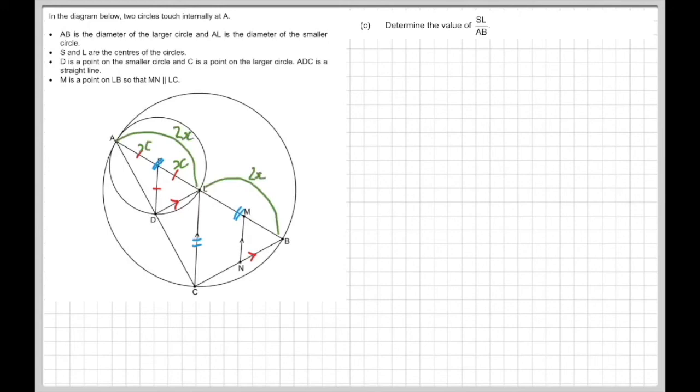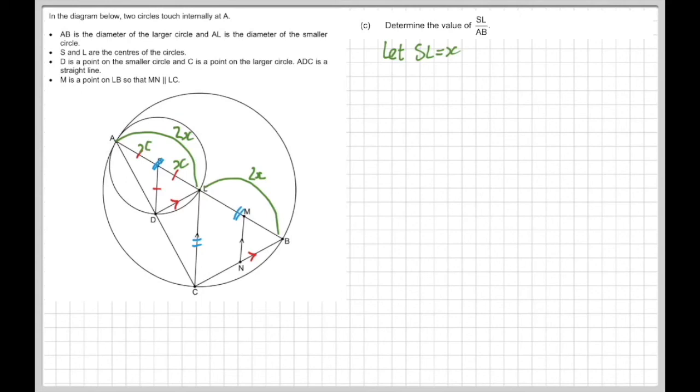If SL is X, then AS is also X because it's radii. AL is therefore 2X. And therefore LB is actually also 2X. Which means I actually have AB. But let's quickly write this down for the examiner. Let's say to them, let SL be X.